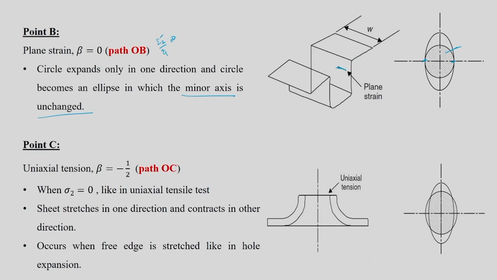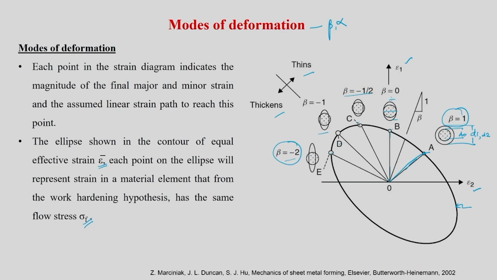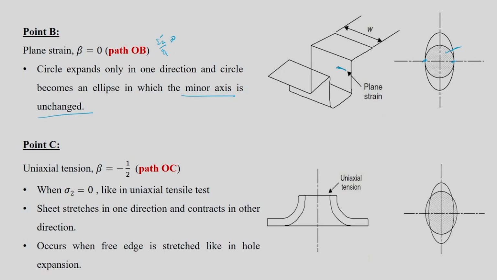Let us come to point C, path OC. Path OC is this path, beta is equal to minus 1 by 2. This is known to us. For that alpha is going to be 0, which means it is a uniaxial type of deformation. It is uniaxial tension. We have seen that predominantly. When sigma 2 is equal to 0, like in the uniaxial tensile test, that is the situation you see here. That means your sheet stretches in one direction and contracts in the other direction. So the ellipse has started going inside the circle dimension. Generally you can see such a situation in the hole expansion test at the edge. One has to really look into it, but you will get some idea from this kind of application.